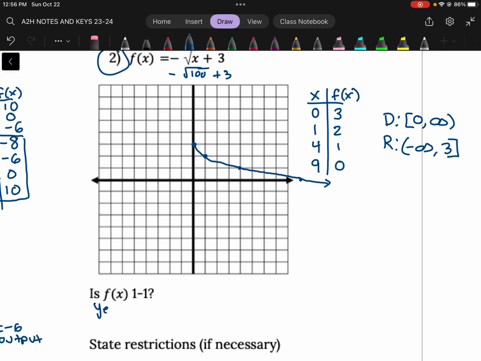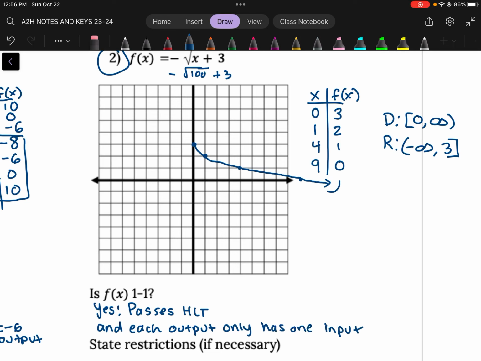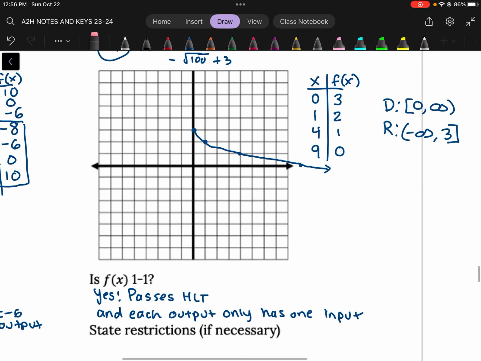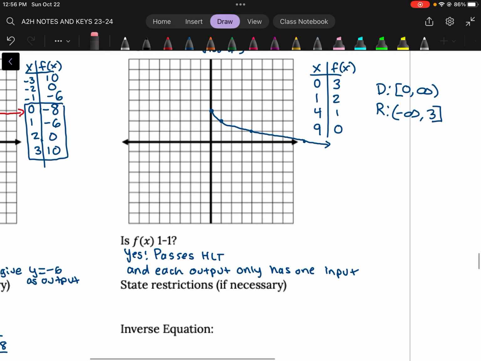Now, in this case, is the function 1-to-1? Well, yes. It passes the horizontal line test, right? And each output only has one input, right? So all of these outputs only correspond to one input. We can't take the square root of 9 and -9 and get the same thing. We can't take the square root of negatives, right? So that one works out well.